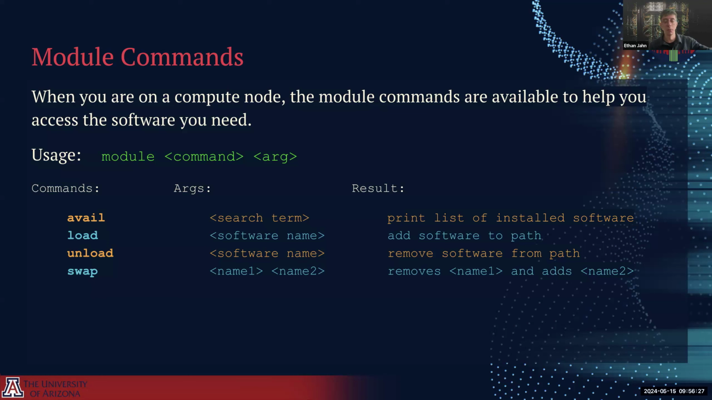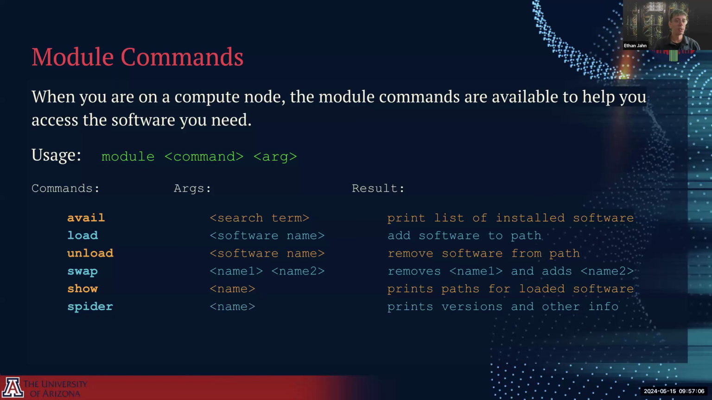So if I wanted to get rid of module A and load module B, module swap A, B, we'll remove A and add B. If you want to get some more information about that module, you can use module show. And this works for modules that have been loaded. So once I load Python, I can say module show Python, and it will show me all of the paths for that loaded software. And this can be useful if you are maybe compiling your own software and you need to point to some library or something like that. There's a lot of different use cases for this.